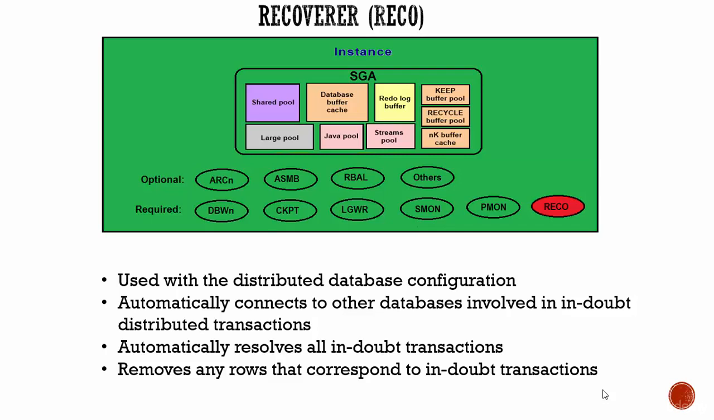In this session, let's learn about the recoverer process. This recoverer process is only applicable to distributed databases. It automatically resolves failures involved in distributed transactions. The recoverer process automatically connects to the other databases involved in the distributed transaction and resolves all the in-doubt transactions. If necessary, it removes the rows from the table which is involved in the in-doubt transaction.